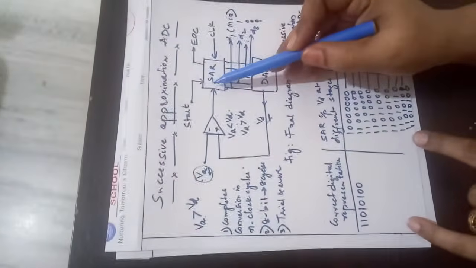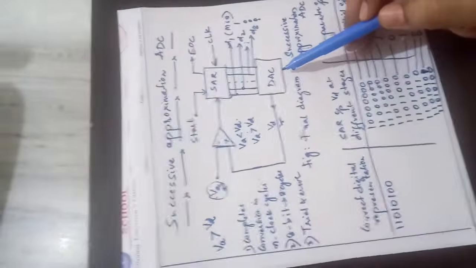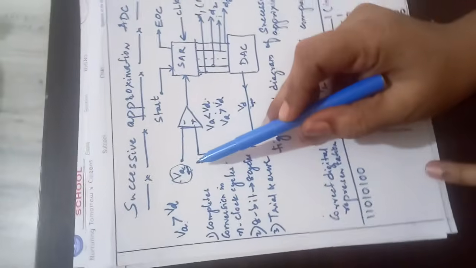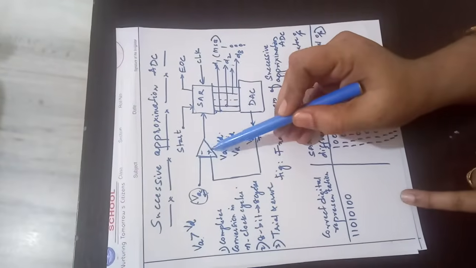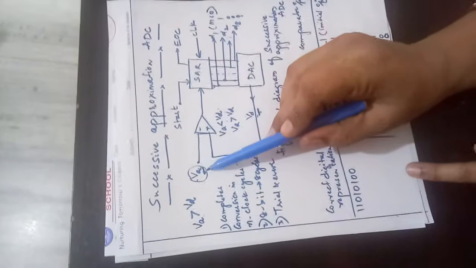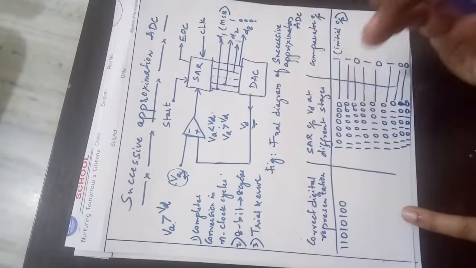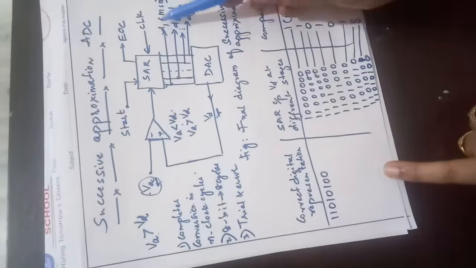So this is a comparator, SAR means successive approximation register, and DAC is the digital to analog converter we are using here. The analog input signal which is to be converted into digital, I am applying to this comparator. To the inverting terminal I am giving the analog signal, and to the positive terminal I am giving the output of the DAC. So we give the input analog signal here, and we get the digital output here.